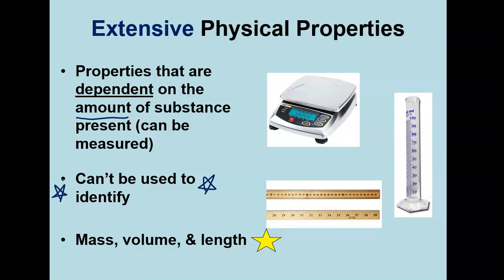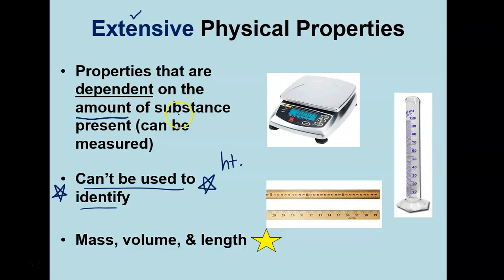What I typically say is what the height of a person is. That is an extensive property. It depends on how much of you there is. So height is an extensive property. Well, I am about 5'7", 5 feet 7 inches. Well, there are quite a few people on the planet who are also 5 feet 7 inches tall. So that means height or a length cannot identify a substance, and we call those extensive physical properties.